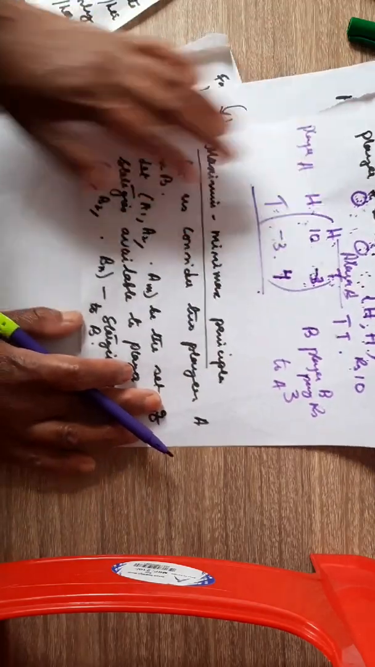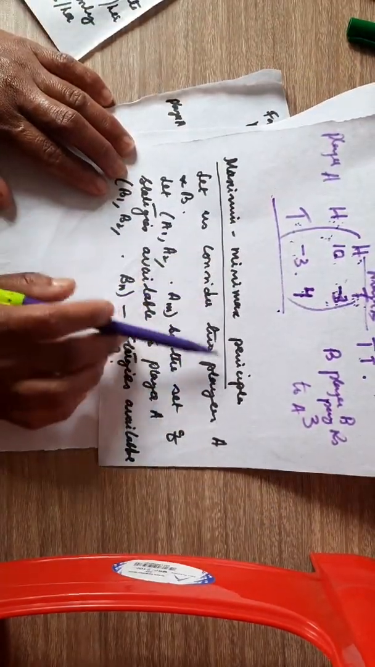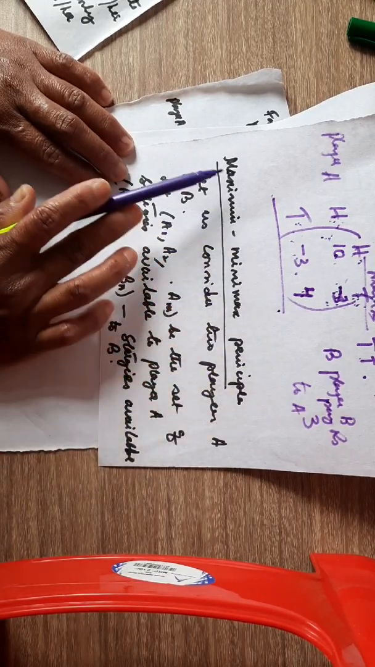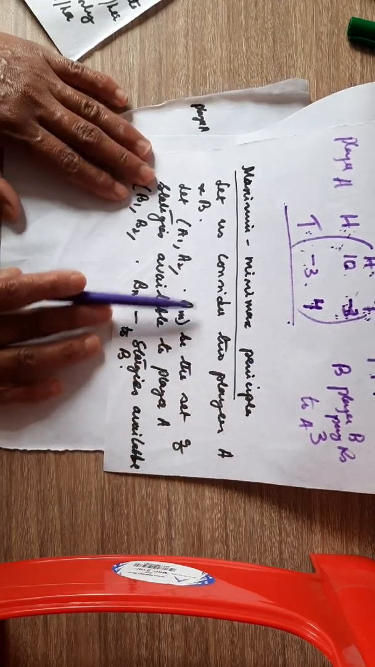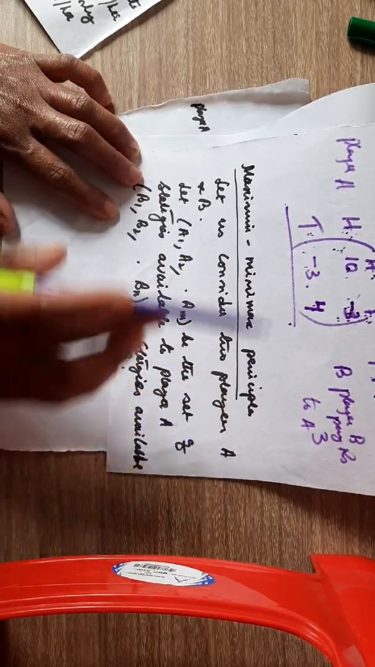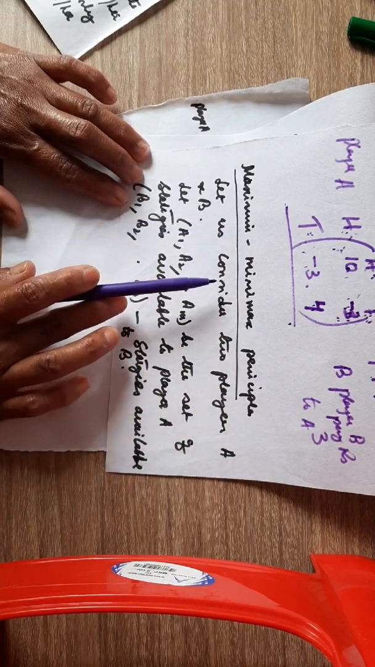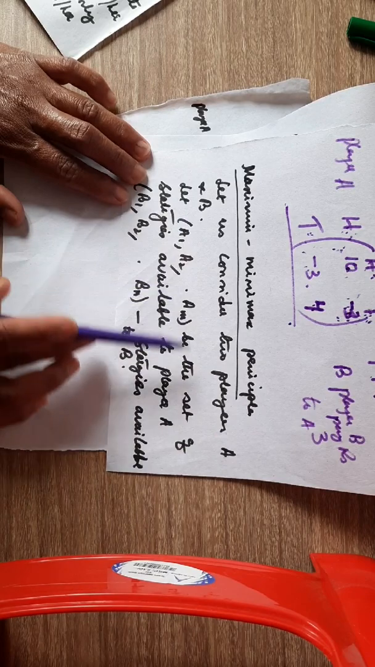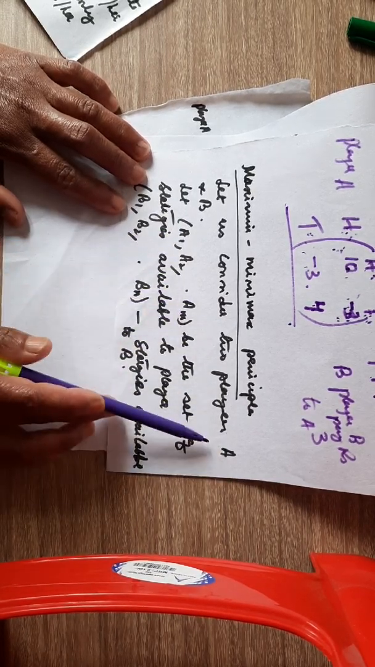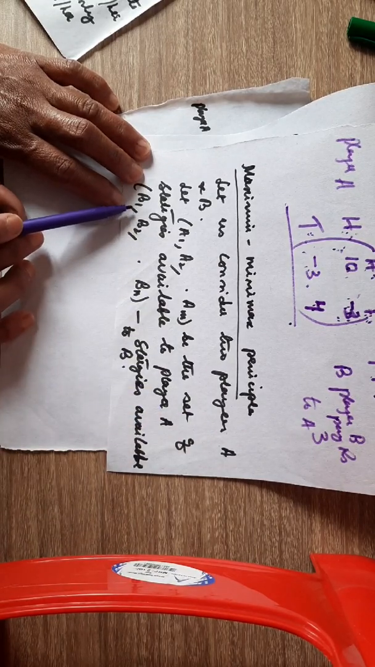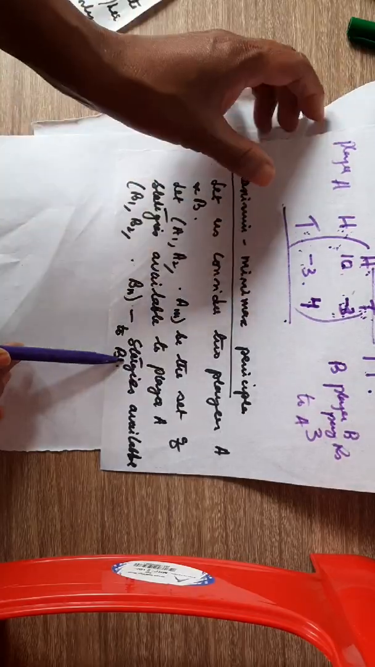Now let us come to the maximin minimax principle. Here, using this maximin minimax principle, we'll try to find out what will be the value of that game. So let us consider two players here, since we are dealing with the two-person zero-sum game. So here we have to consider only two players, A and B. Now suppose player A has M strategies, A1, A2, up to AM available to him, and player B has N strategies, B1, B2, up to Bn available to B.